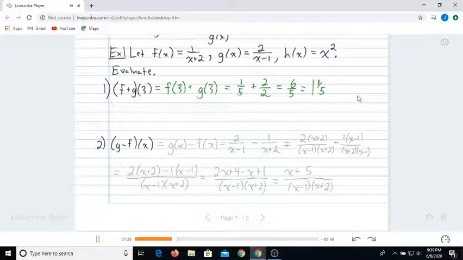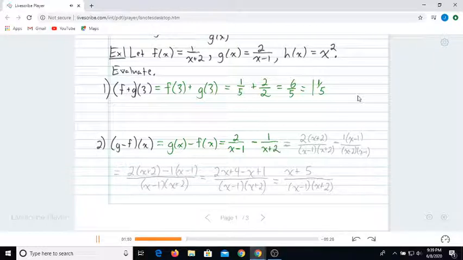Now you can also evaluate this with a variable input. So g minus f at x is going to be g at x minus f at x. Note the order matters here. So g at x is 2 over x minus 1, minus f at x, which is 1 over x plus 2.